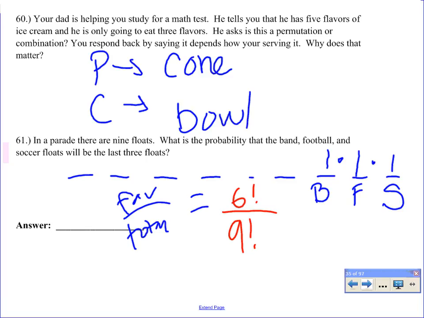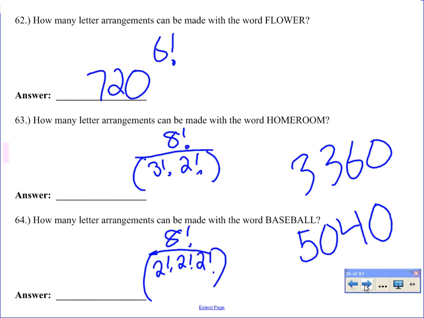So make sure your top number is how many floats there are left to arrange. The bottom is how many total floats in all there are to arrange. Okay, anyone else? Okay, next one, 720, 63, 3,360, 64, 5,040.